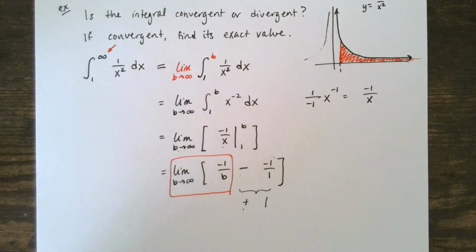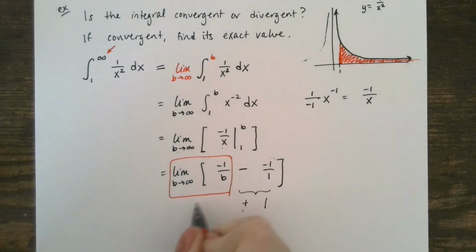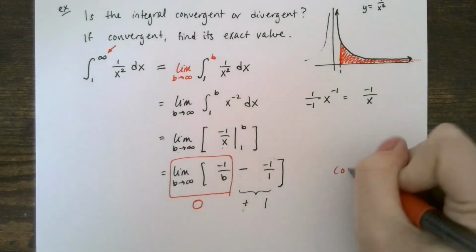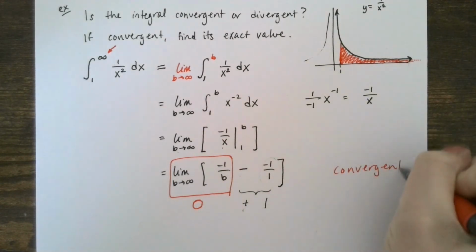I'm pausing so that you can think about it. So this limit does exist. Negative 1 divided by bigger numbers will eventually head towards 0. So this limit equals 0. So because that limit exists, I'm going to say convergent. I can tell that right away.